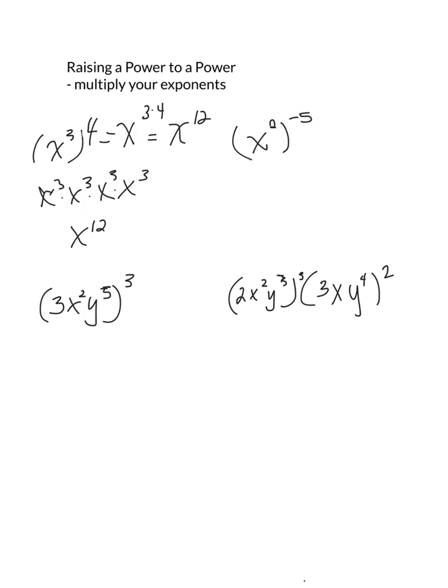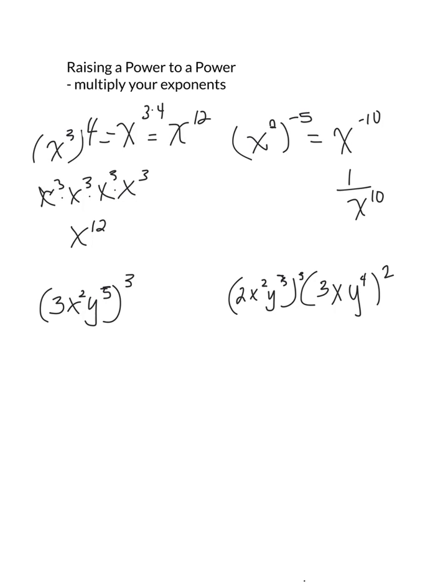X to the second raised to the negative 5th, I'm going to use the rule that says, all right, I'm going to multiply my exponents. So this is the same thing as saying x to the negative 10th. This is not in its simplest form, so we can't have a negative exponent, so it becomes 1 over x to the 10th.